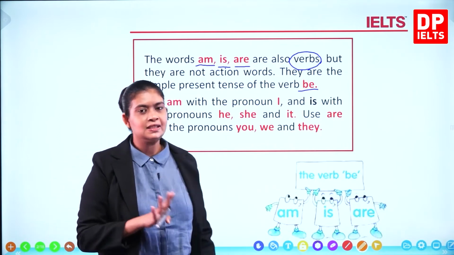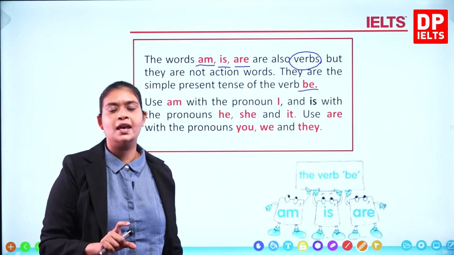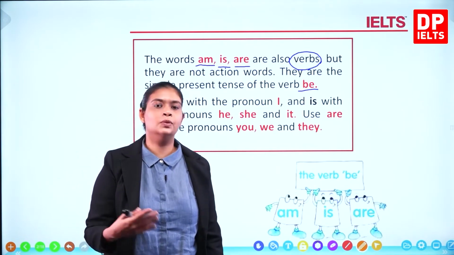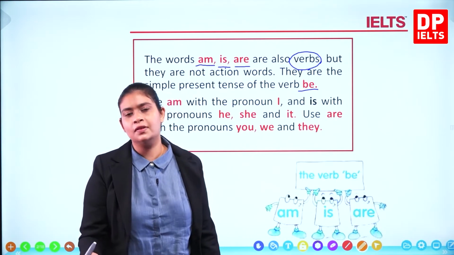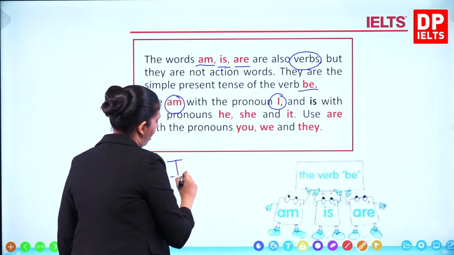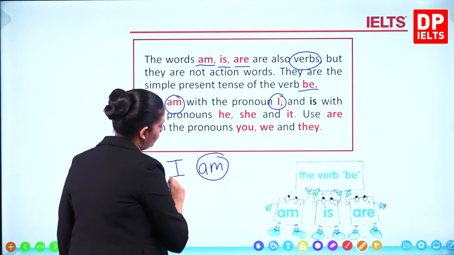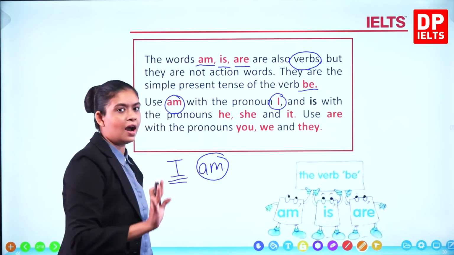So these three words are used in the present tense and we use them as we call them the be verbs. You could even call them auxiliary verbs with the pronoun I. So you always say I am. The verb am always goes with I.